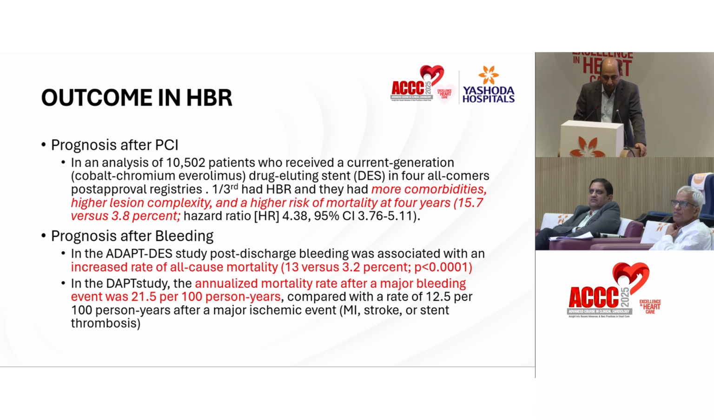If we have already done a PCI in a high bleeding risk without bothering about what to do, then we are subjecting this patient to a very high risk of mortality at 4 years, which is 15.7% compared to 3.8% with a low bleeding risk. And if a patient has already developed a bleeding after PCI, then the chance of annual mortality rate is almost 21.5 per 100 patient years. So this is the problem. So we must think about it before we put our stent in this subset of patient.